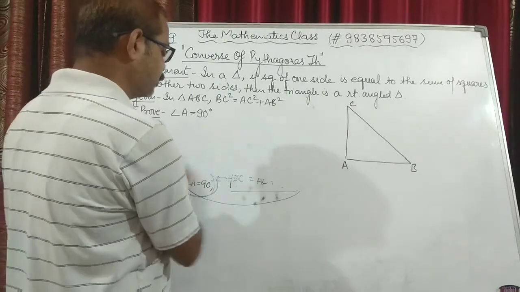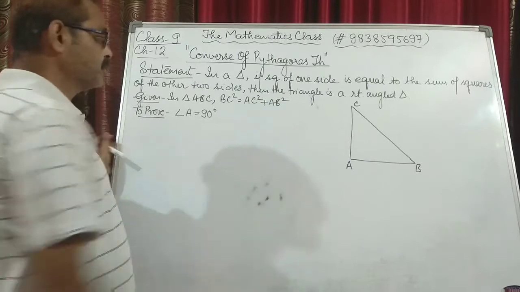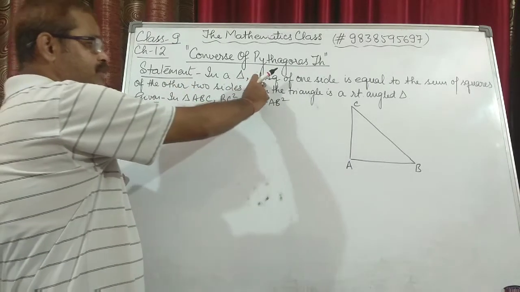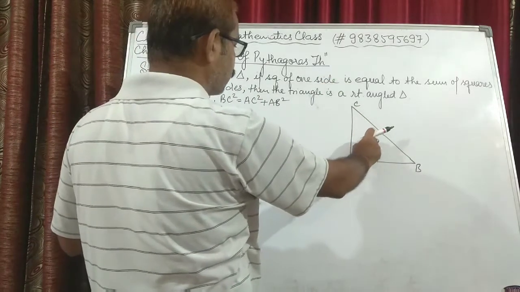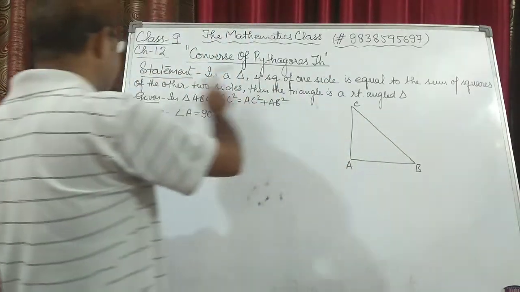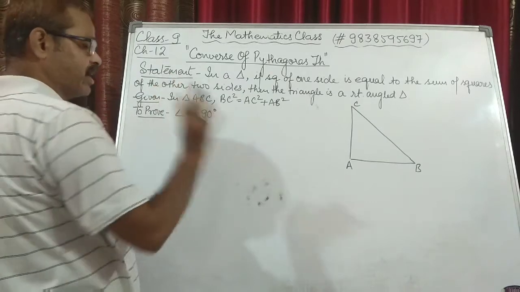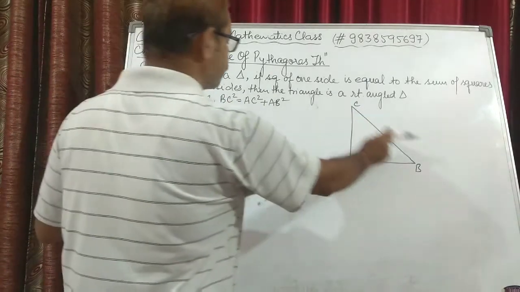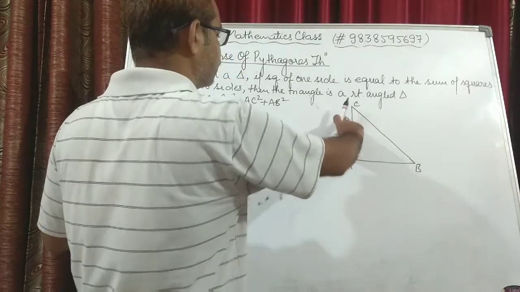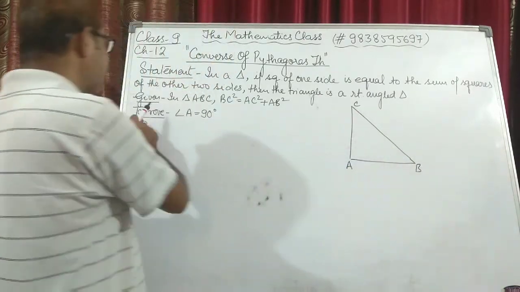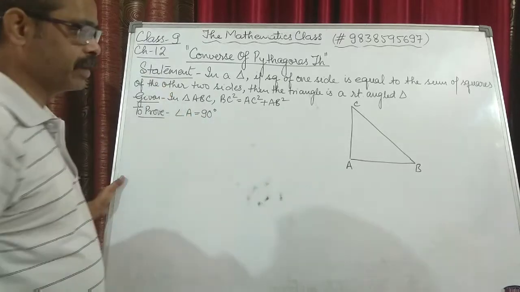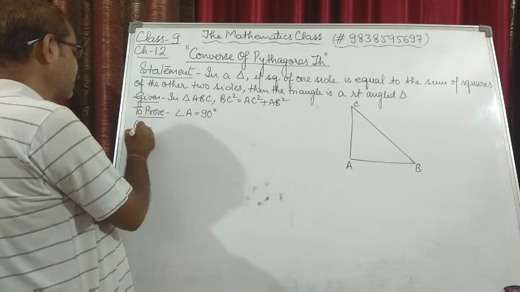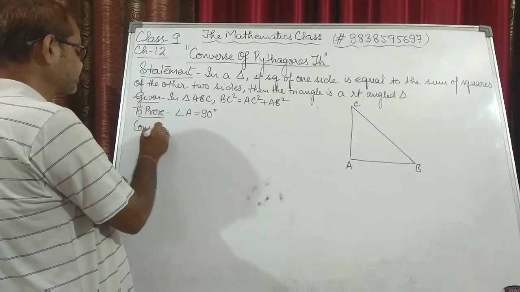So what are we going to do in this? First of all, we write the statement, which is already written. With the help of the statement, we draw the diagram, which is also drawn. From the diagram, we write what is given: ABC is a triangle in which BC square is equal to AC square plus AB square. And we have to prove angle A is 90 degrees. Now how can we prove it? For that we will do a construction part.